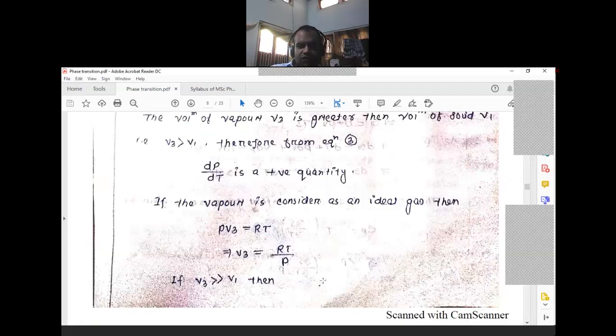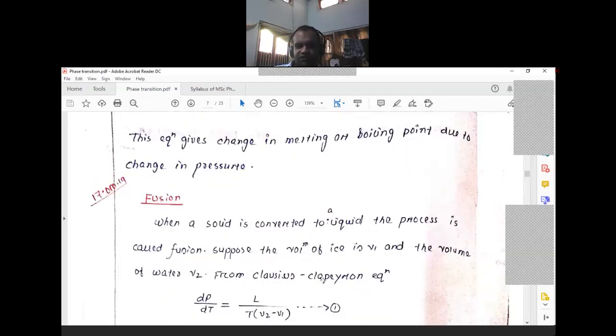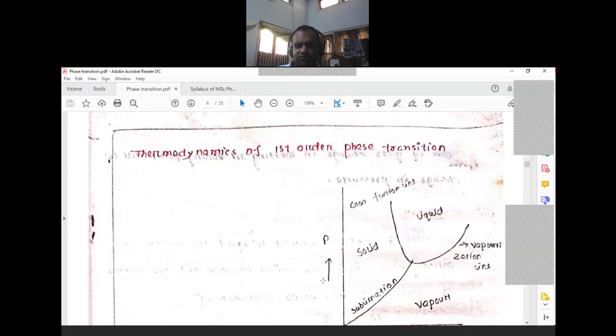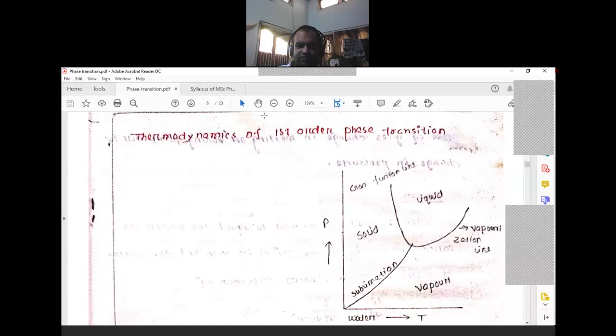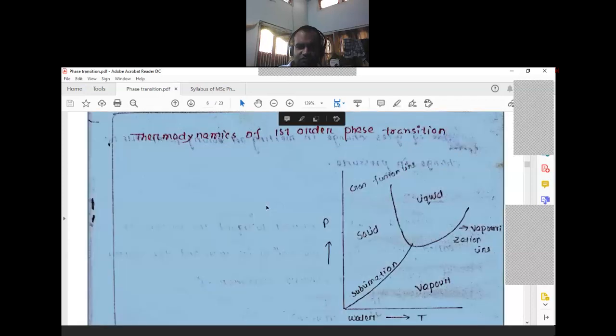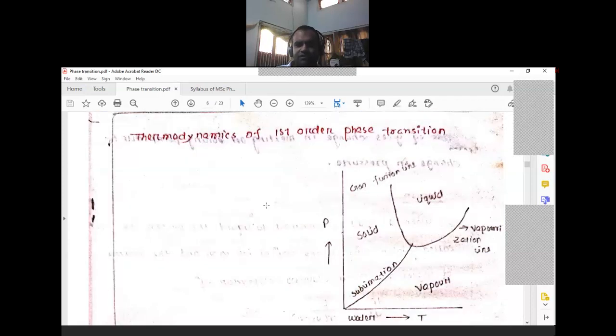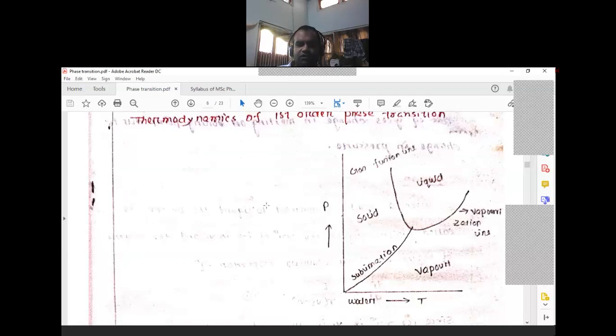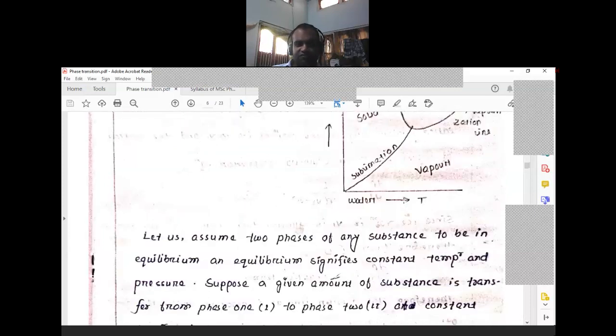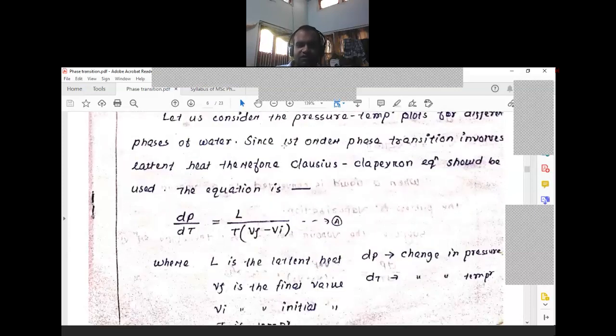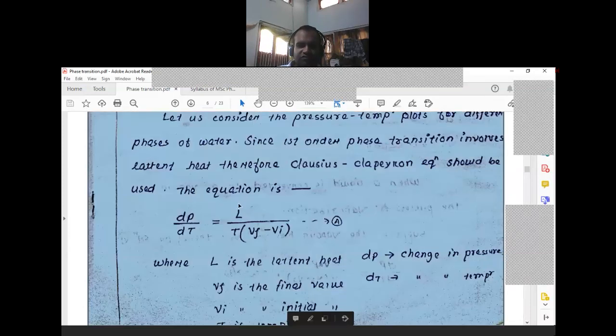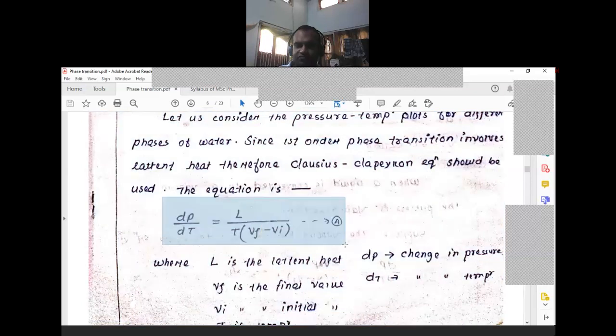But now this L, the latent heat, will be written as L_sub, short for sublimation. So V3 is equal to RT over P. Therefore, T times V3 is RT over P. So L_sub divided by T times RT over P. Therefore, dP/dT equals P L_sub divided by R T squared.